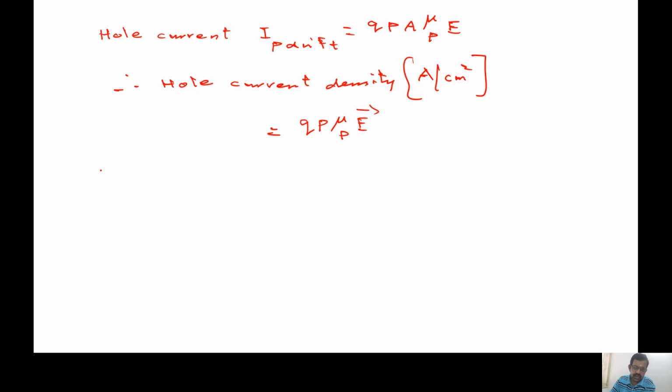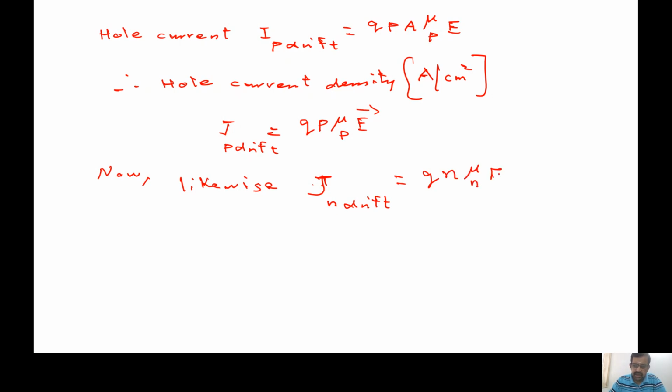Now, likewise, I am going to write the expression for the electron current density. So what is the symbol for hole current density? This is JP drift. So likewise, I am going to write the expression directly for Jn drift, the electron drift current density. Okay, so Jn drift equal to Q n mu n E.